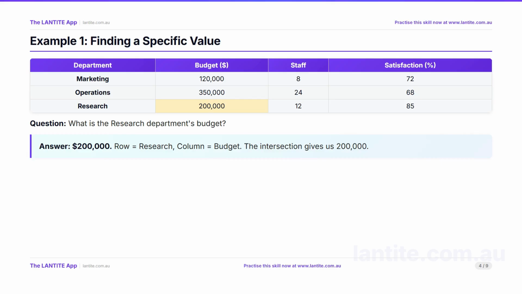Let us start with a simple example. Here is a table showing department data. The question asks, what is the research department's budget? Step 1. Find the row. Look down the left side for research. Found it. Third row. Step 2. Find the column. Look across the top for budget. Second column. Step 3. Read the value where they meet. $200,000. That is the answer. This row-column intersection method works for every table, no matter how large or complex.